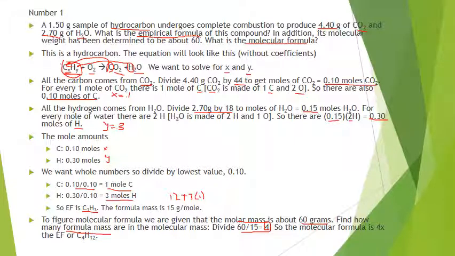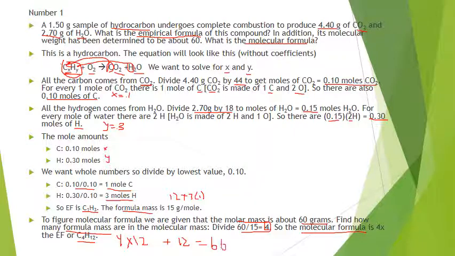That means there are 4 empirical formulas in each molecular formula. Just like there's 4 formula masses in 1 molecular mass, there are 4 empirical formulas for 1 molecular formula. So what we do is we multiply the EF by 4 and we get C4H12. Okay, and you can check that. 4 times 12 is 48, plus 12 is 60.